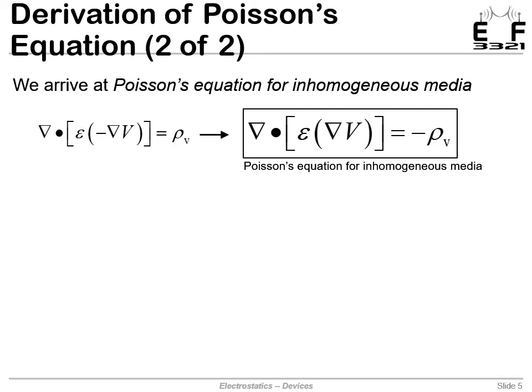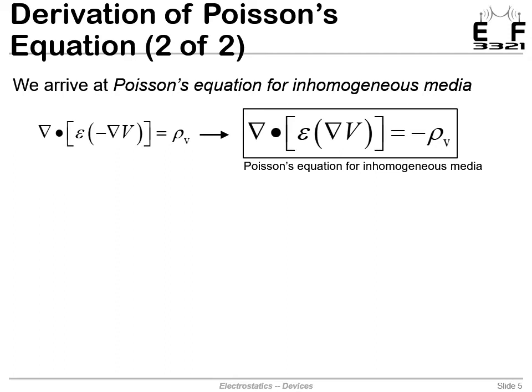So what's meant by inhomogeneous? That means the permittivity is changing as a function of position. We have combinations of multiple materials all at once. Well, if the permittivity is a function of position, we cannot bring it to the outside of that del operator. So here it stays, and that's Poisson's equation for inhomogeneous media.